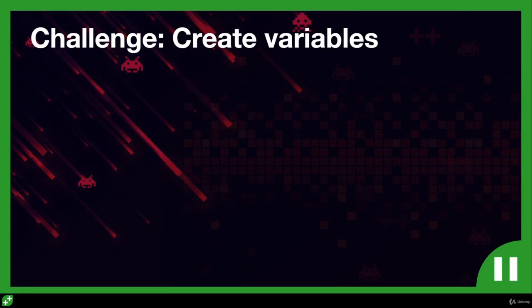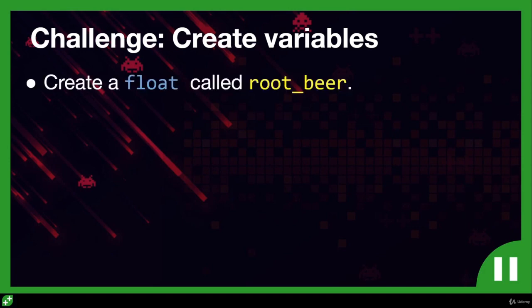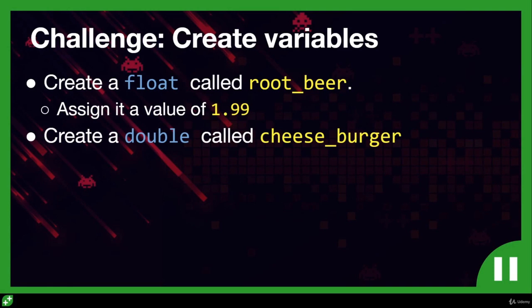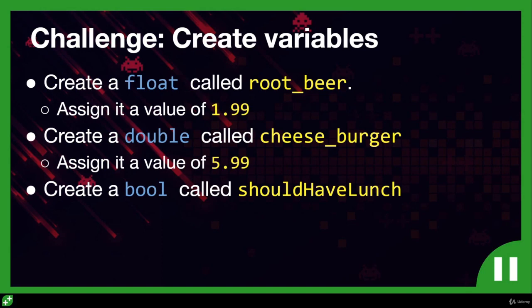Now here's a challenge. Let's go back into our program, and in our main function, let's create some variables. I want you to create a float variable called root beer and initialize root beer to a value of 1.99. Then I want you to create a variable called cheeseburger of type double and initialize cheeseburger to a value of 5.99. And finally, create a Boolean variable called should have lunch and initialize should have lunch to a value of true. Pause the video and get those variables made now.